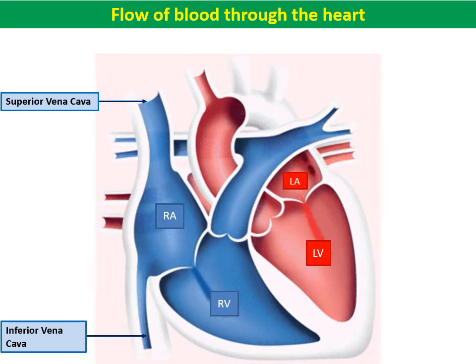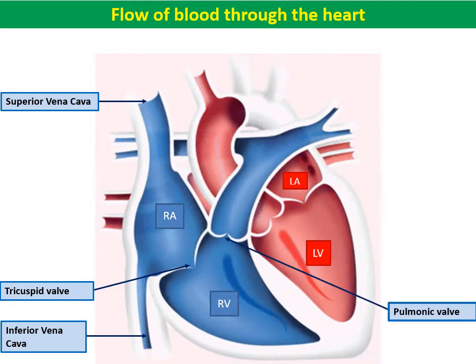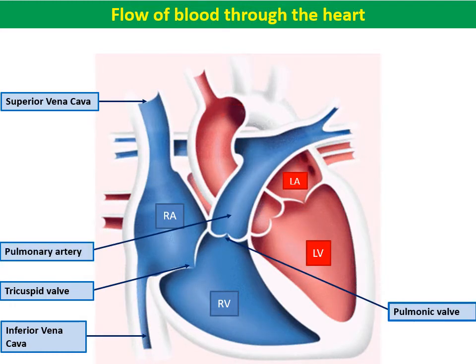Once the right atrium is full, the blood is pumped into the right ventricle through the tricuspid valve, and once the right ventricle is full, it is again pumped out. So from the right ventricle, the blood is pumped into the pulmonary artery through the pulmonic valve.